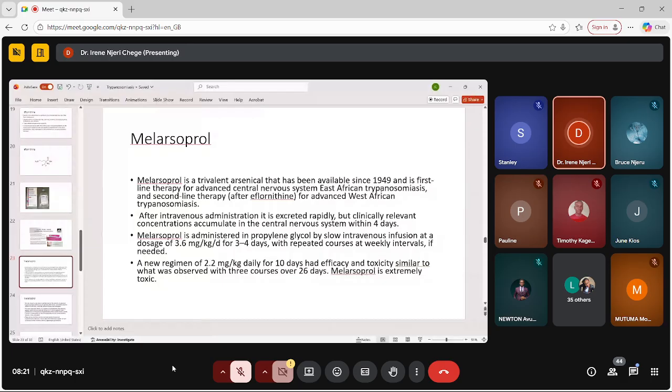It is metabolized to melarsen oxide. We'll confirm the spelling of this too. And this is an arsenic oxide.